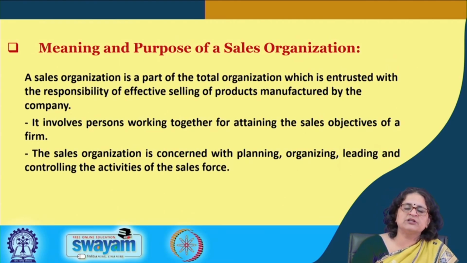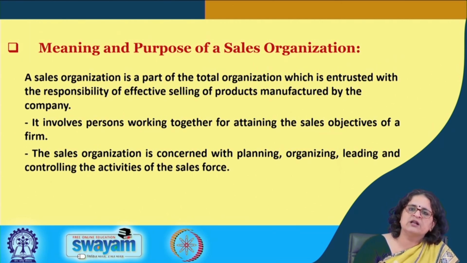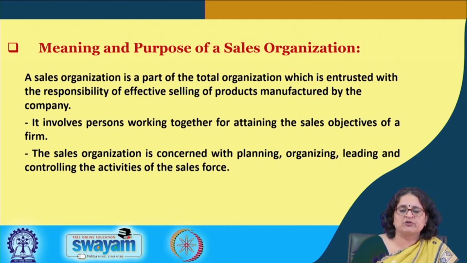You have a large company, within the company you have the marketing department, and within that marketing department you would have the sales function. So, you have a sales organization which is a part of the total organization. It involves people working together for attaining the sales objectives of the company, and it is concerned with planning, organizing, leading and controlling the activities of the sales force. Management is getting things done through and with people, and if a manager has to get things done through and with people, he must plan, organize, staff, direct and control.